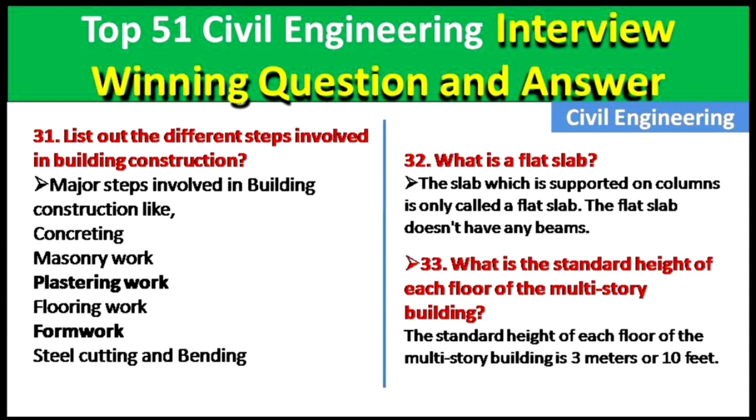Now point number 31 is list the different steps involved in the building construction. Guys, this is very important if you are going for an interview for site work as a site worker. Okay, so the major steps involved in building construction start with concreting. To pour the concrete, to place the concrete, to transport the concrete is known as concreting.